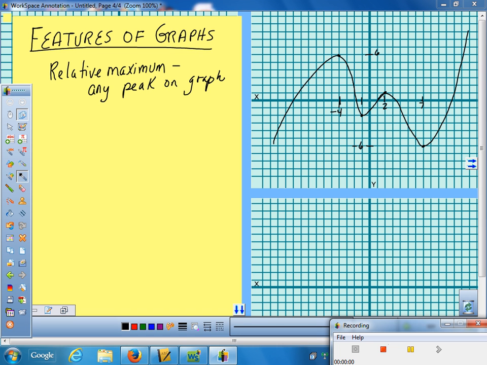Okay. So one more time on that. Relative maximums, any peak or valley, the points on either side relative to it are lower. So what's that make a relative minimum? Yeah. It is lower than the points on either side of it. So any valley you see.